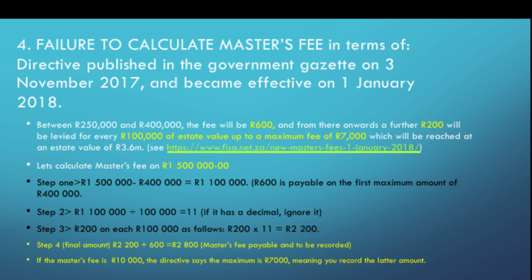Let's look at what this directive says. Between 250,000 and 400,000, the fee will be 600. And from there onwards, a further 200 rand will be levied for every 100,000 rand of estate value up to a maximum fee of 7,000, which will be reached at an estate value of 3.6 million. See, I've added a website there where they also explain this. This is where I've extracted this explanation better. But as you can see, underneath I've put something there. It says step 1.